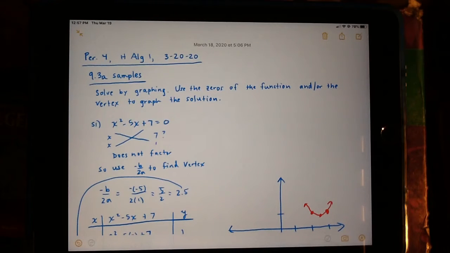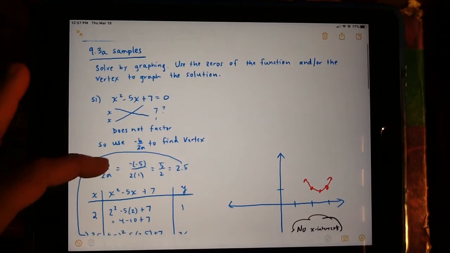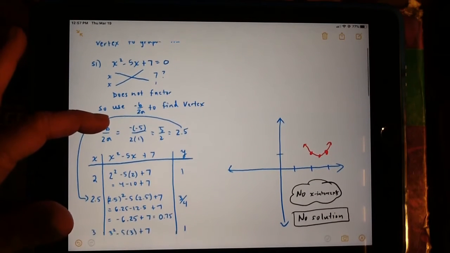We're going to go over our 9.3a samples where we're going to solve by graphing. We're going to use the zeros of the function and/or the vertex to graph the solution. So here we go with sample 1. This one is going to have no solution. Here's how we know that.